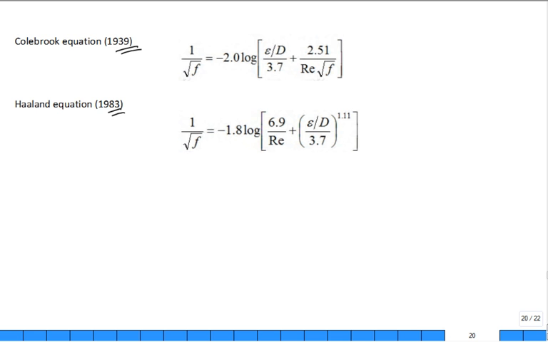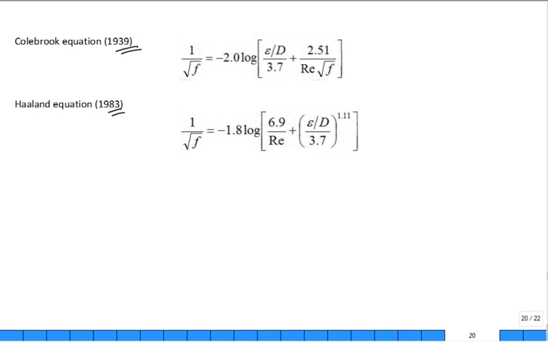I didn't put them all, I just showed two of them, where they're trying to fit a lot of experimental data to a simple correlation. So here's a friction factor, and there's the Reynolds number, and there's the relative roughness. Now there's a logarithm in this expression, but it works pretty well.